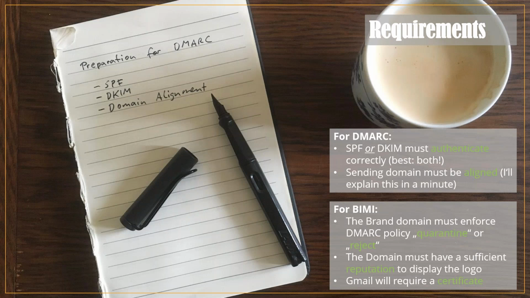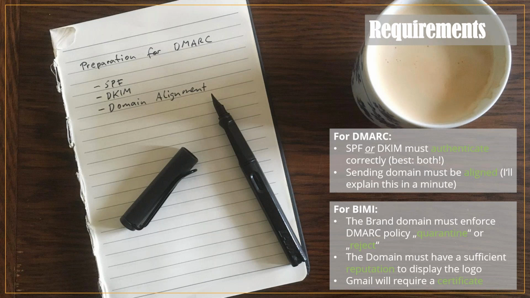Speaking about the requirements, now we know what DMARC means, or more or less we hope we have an idea. Now we would like to start. For DMARC, we have the requirement that the mail must authenticate correctly. We must prove our identity. That can be done via SPF or DKIM, and I won't explain that again. Or both, in the best case, both.